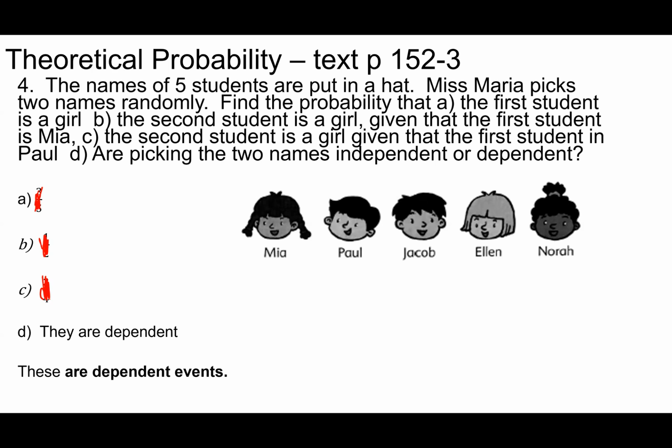Well, let's just answer D first. Are those independent or dependent events? Dependent. Go ahead and fill that in for D, and then let's go back and do the specifics.